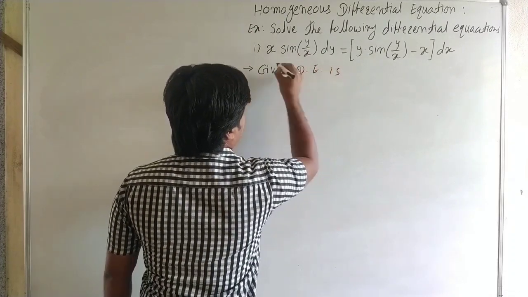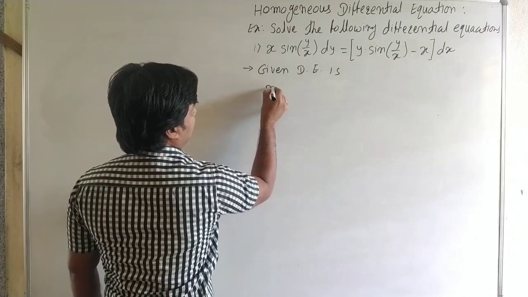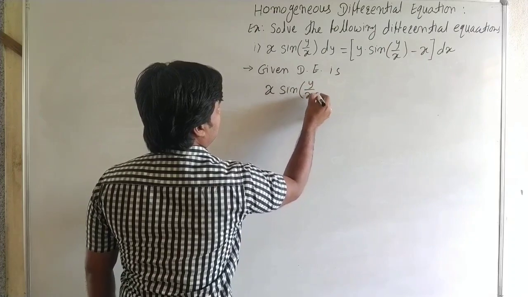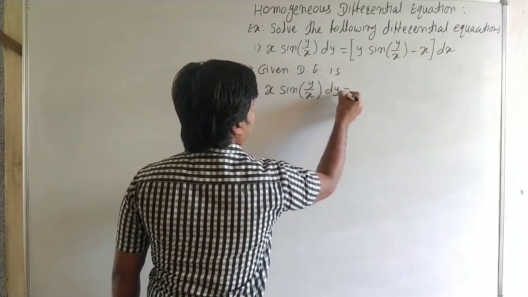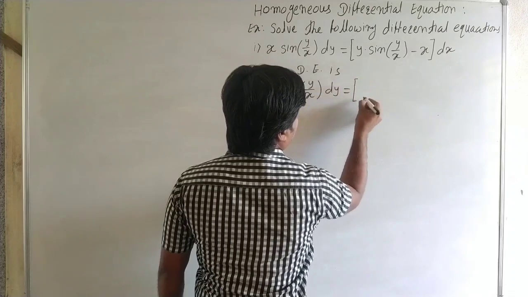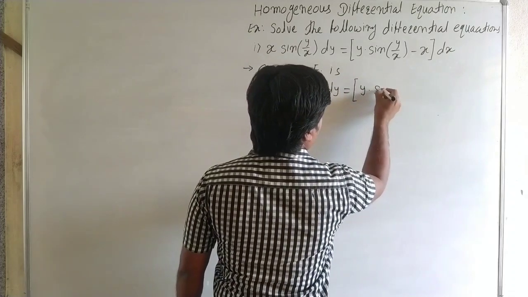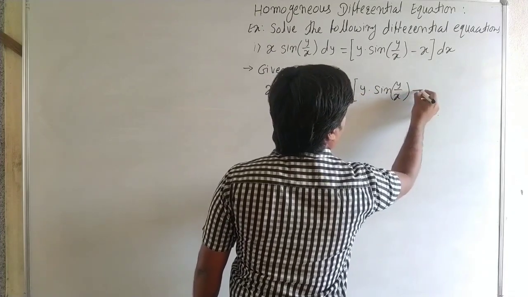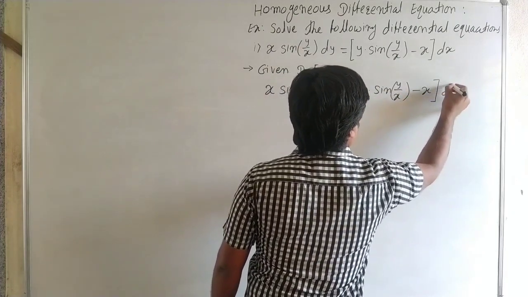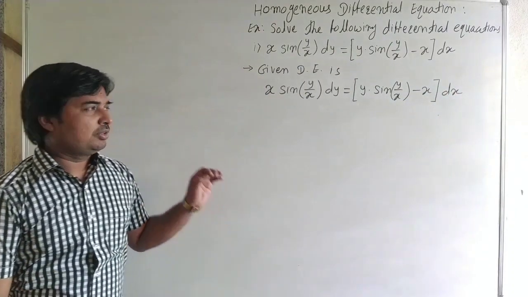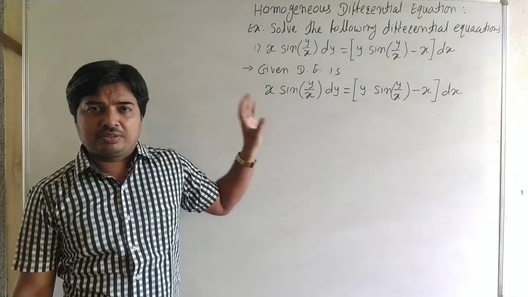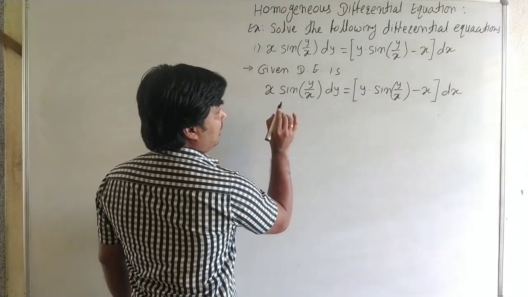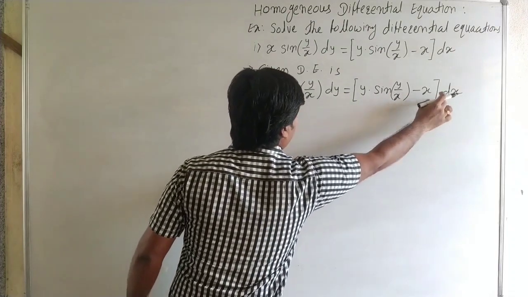Now the given differential equation is x sine of y by x dy is equal to y sine of y by x minus x dx. To solve this differential equation, first we write it in the form of dy by dx and check whether it is in homogeneous form or not. See carefully, it is a dy and it is a dx.